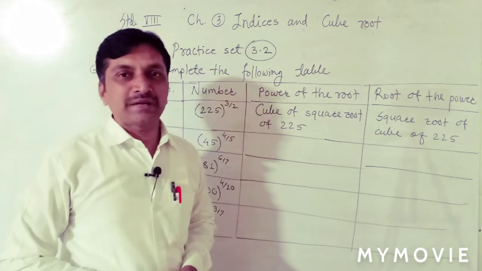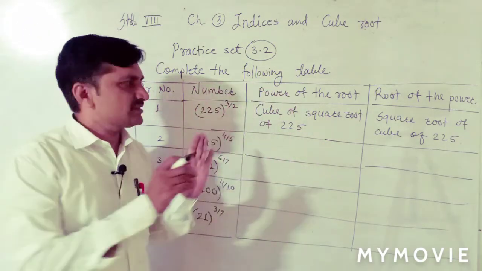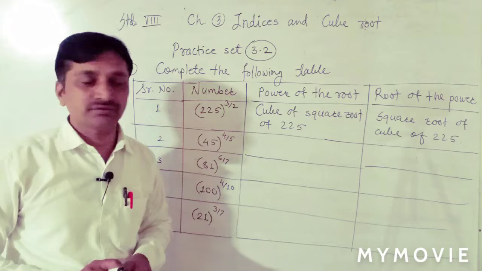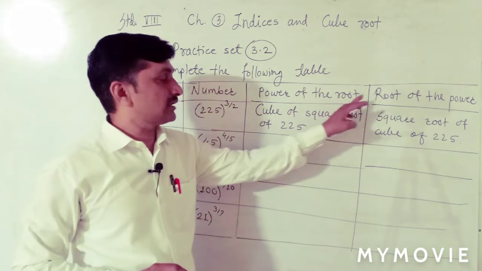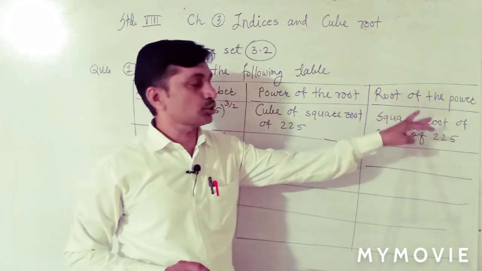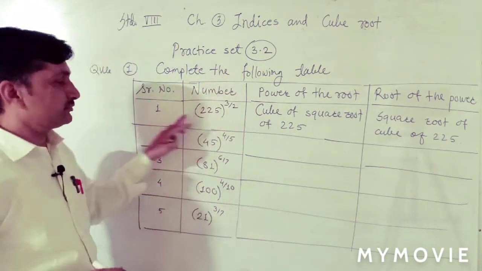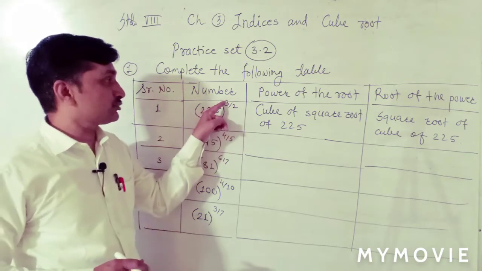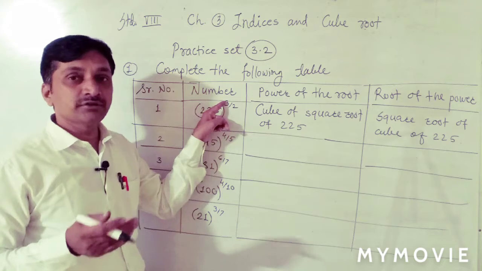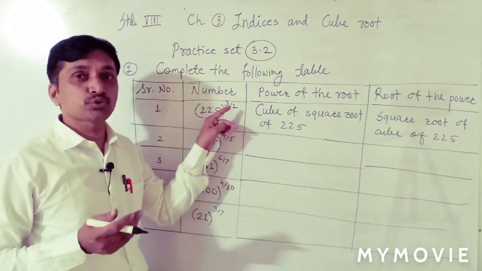Now let's start practice set 3.2. First question is: complete the following table. In this table we have to write in both ways. Numbers are given; we write power of the root, and second way root of the power. First is done for us: 225 raised to 3 upon 2. Now here power is 3. When power is 3, that is cube. Here root is 2. Root is 2 means square root.